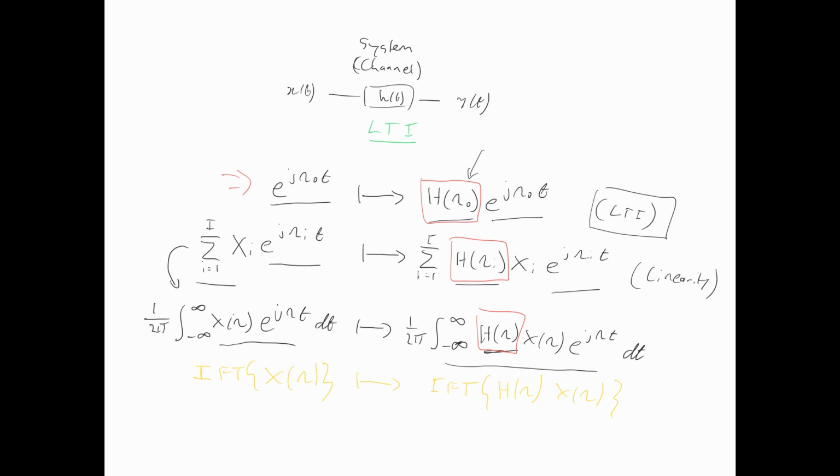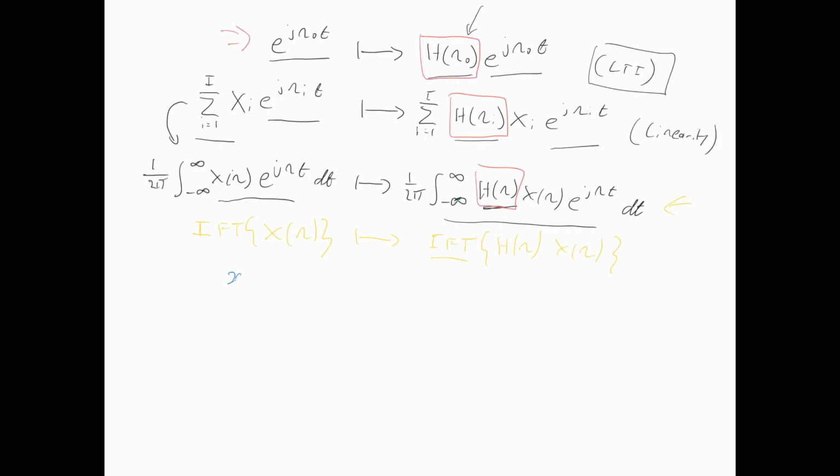Looking at the formula for the Fourier transform and its inverse, we see that this last consequence here is simply saying that the inverse Fourier transform of x of omega gets mapped to the inverse Fourier transform of h of omega times x of omega. The inverse Fourier transform is invertible. Indeed, its inverse is given by the Fourier transform, which we'll look at next.